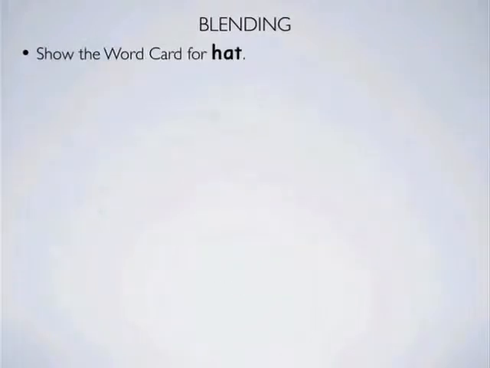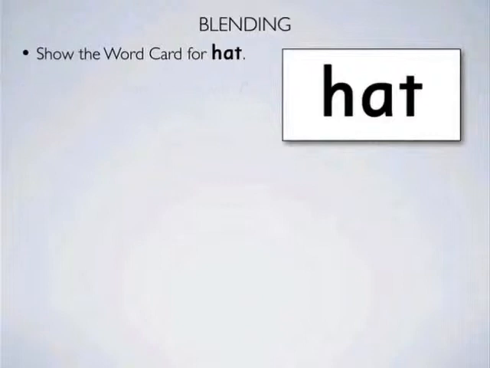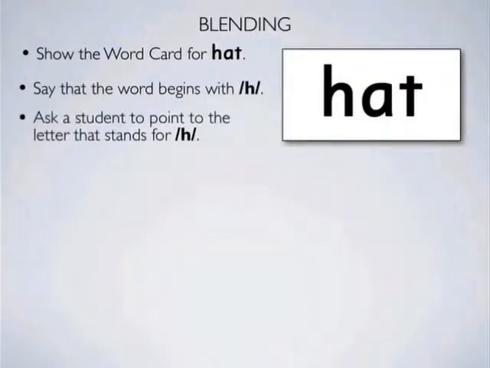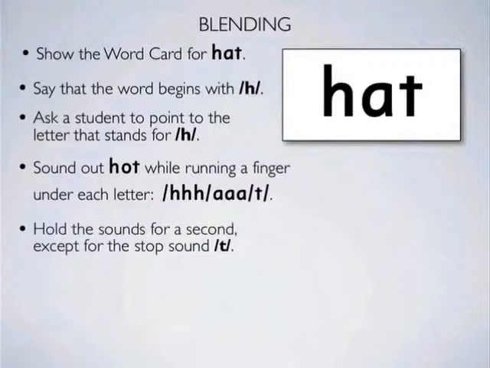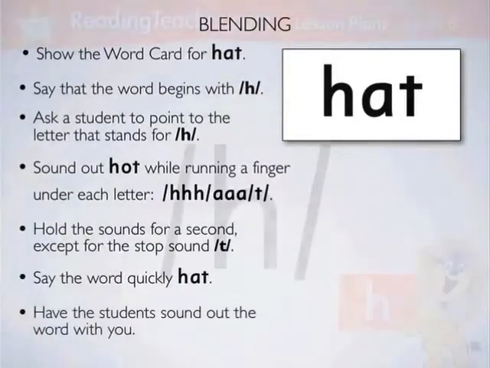Show the word card for hat. Say that the word begins with H. Ask the student to point to the letter that stands for H. Sound out hat while running a finger under each letter: h, a, t. Hold the sounds for a second except for the stop sound T. Say the word quickly. Hat. Have the student sound out the word with you.